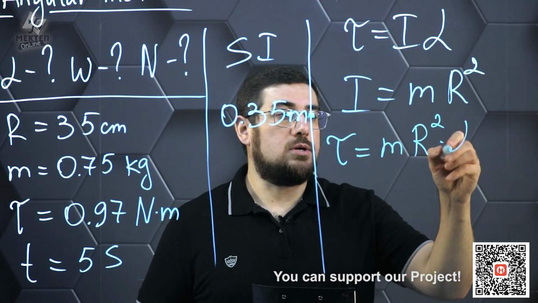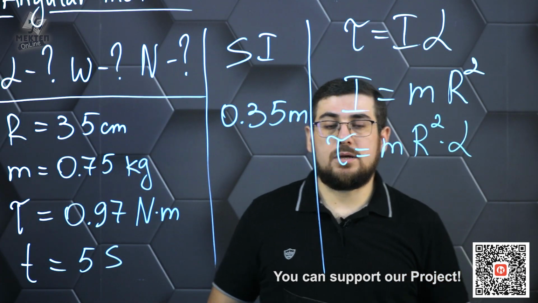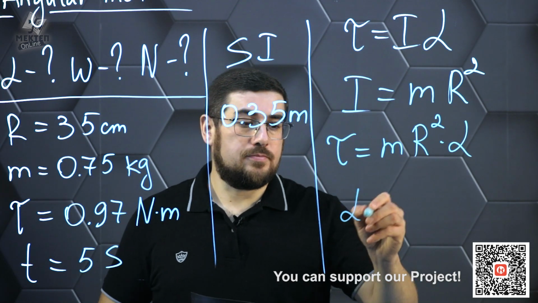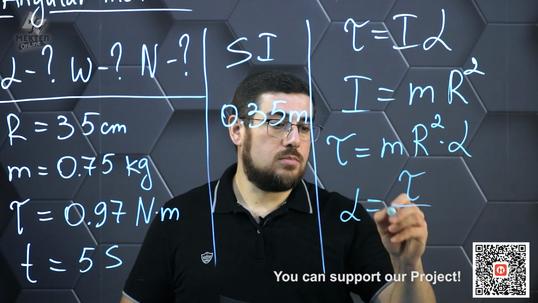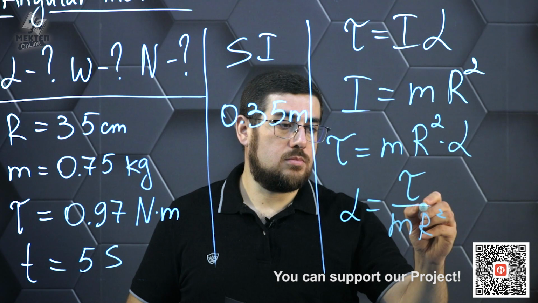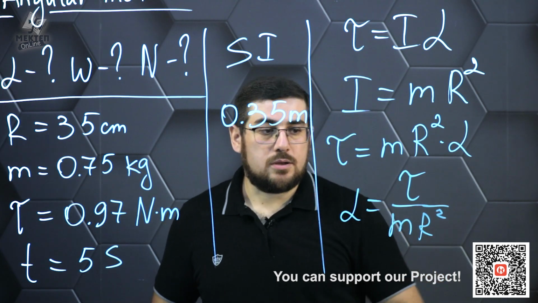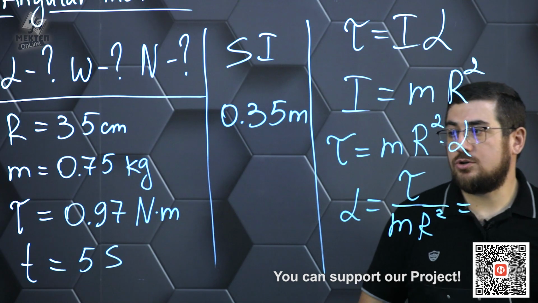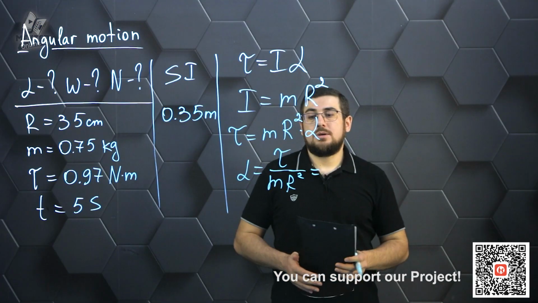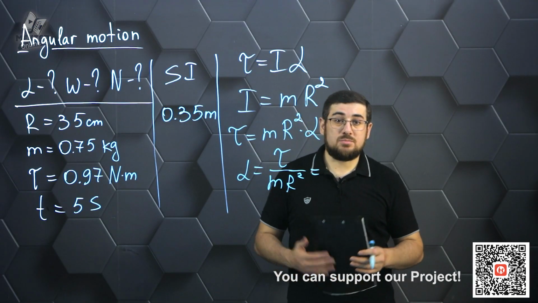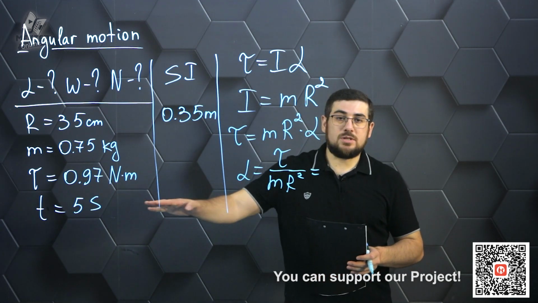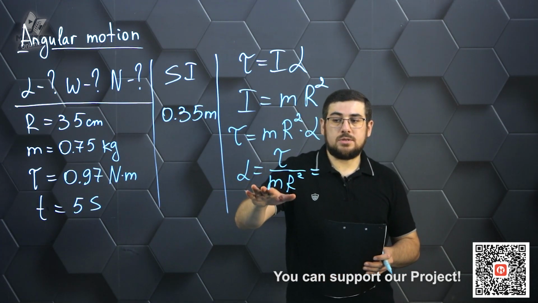m r squared multiplied by alpha equals the torque. This is the formula for the moment, and from here we can find the angular acceleration. So here we understand that if the torque does not change, then the angular acceleration will also remain constant, meaning this is uniformly accelerated motion. That is, regardless of when we calculate it, this value will remain constant.